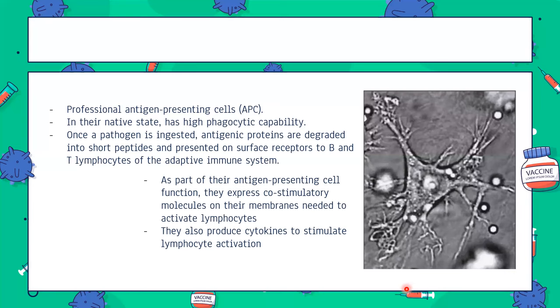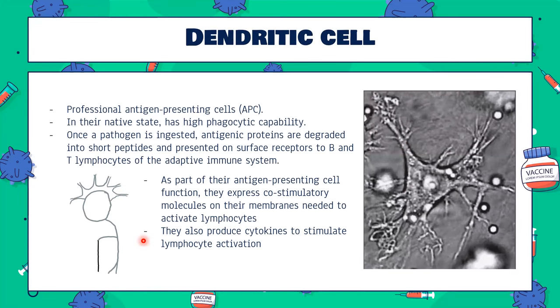So, as part of their antigen-presenting cell function, they express co-stimulatory molecules on their membrane that are needed to activate lymphocytes. And they also produce cytokines to stimulate lymphocyte activation. Now, looking at this right here, it reminds me heavily of this guy's hair. And I told you guys he looks like a neuron because this is called a dendritic cell. Now, when you guys think of a very old man, you might think, oh, he's going to be picky about his food, so he might spit it out. So you could try to link that back to professional antigen presentation.